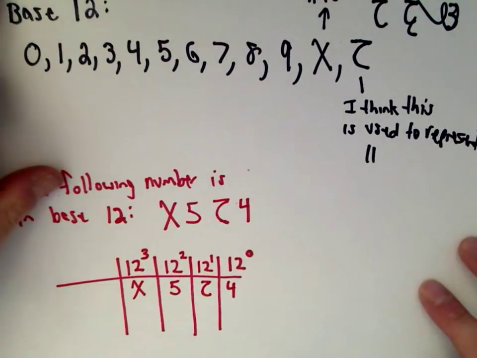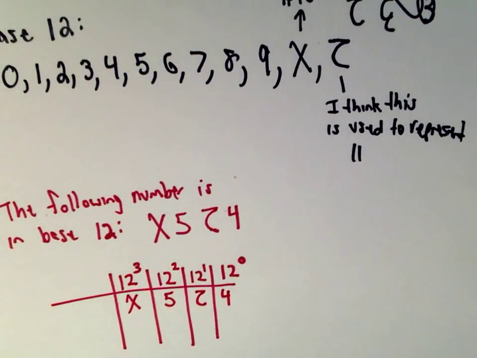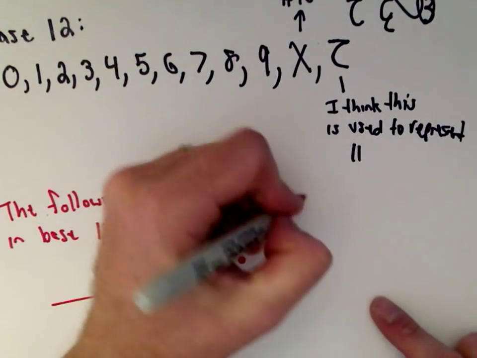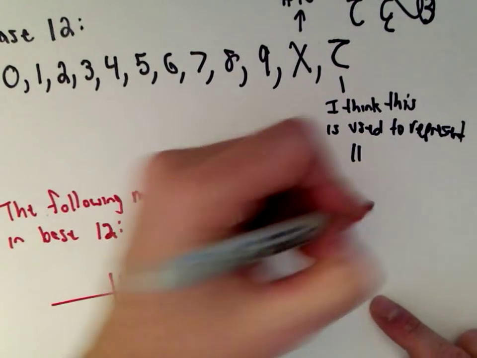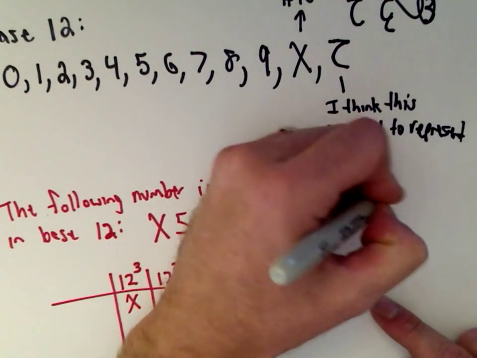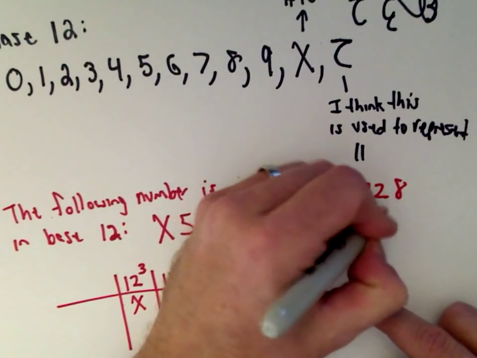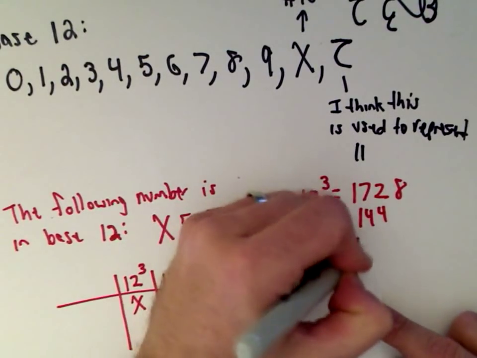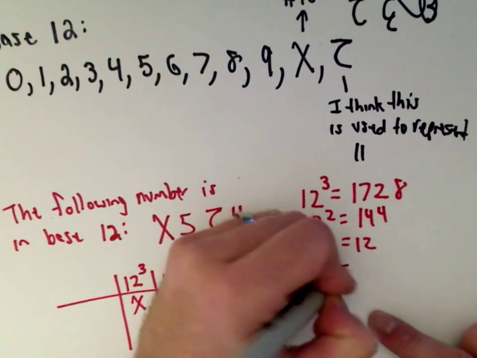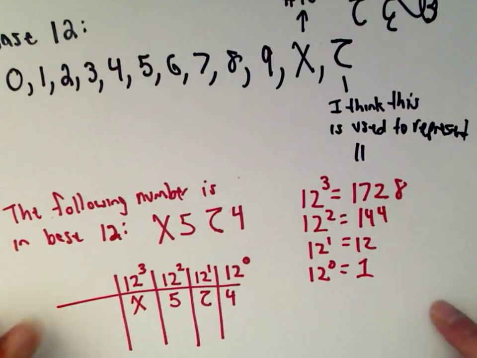Let me put this off to the side. What is 12 to the third? I don't even remember that number. I've got my calculator off to the side here. 12 squared, I know that one. That's 144, times 12. So 12 to the third power is going to be 1,728. 12 squared is 144. 12 to the first is just 12. And 12 to the 0 power is just going to be 1.